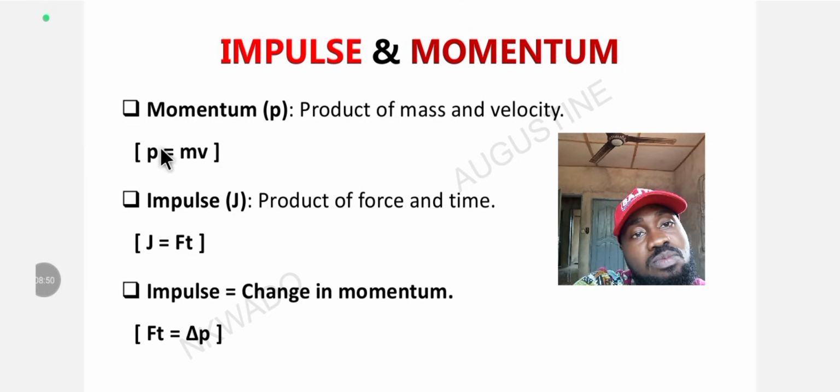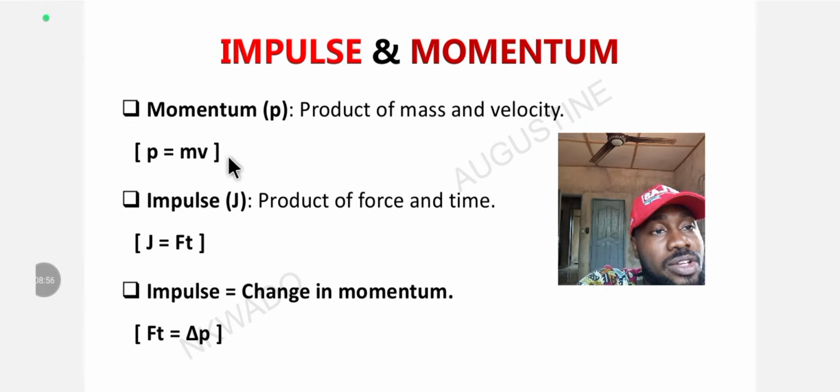Same as momentum. What is the SI unit of momentum? The SI unit of momentum is kilogram per meter square. So the SI unit for momentum is kilogram per meter.